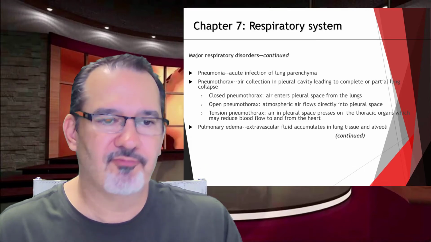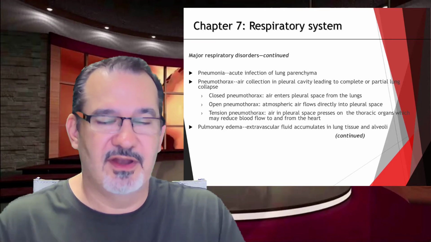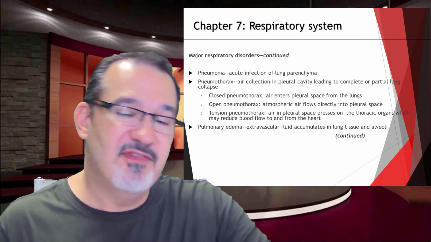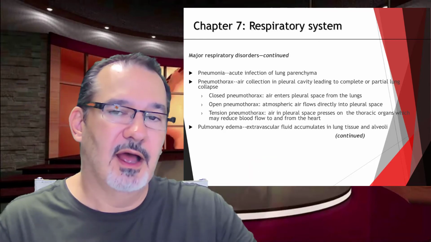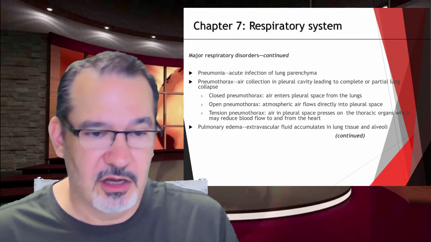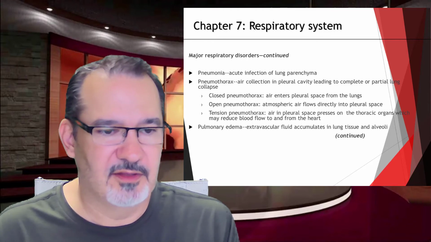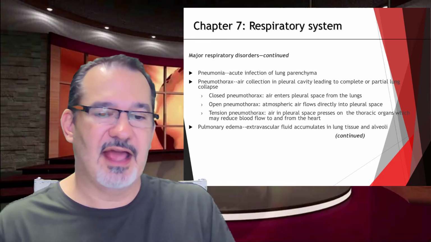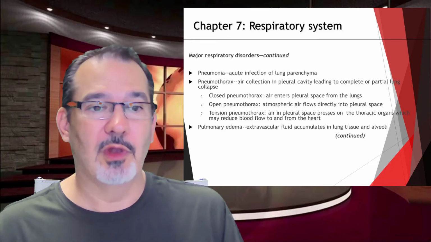Okay, pneumonia, acute infection. Pneumothorax is when we have air collecting in the pleural cavity, and that can lead to atelectasis. That can lead to a partial or a complete lung collapse. Okay, and it talks about the closed and open pneumothorax. And then pulmonary edema is that excess fluid buildup in the lung tissue or the alveoli.